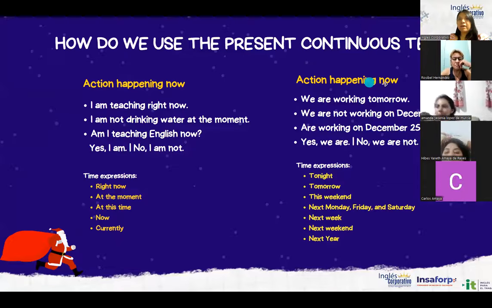Now for actions in the future, okay? This is not like the correct information. This should be in the future. Carlos, continue, please. We are working tomorrow. We are not working on December 25th. Excellent. Are working on December 25th? Yes, we are. No, we aren't. The expressions tonight, tomorrow, this weekend, next Monday, Friday, and Saturday, next week, next weekend, next year. Yes, perfect.